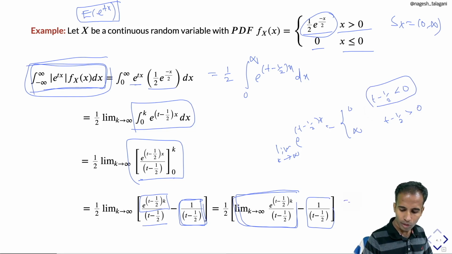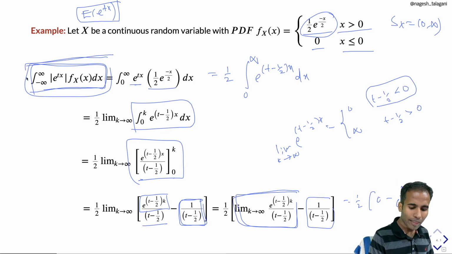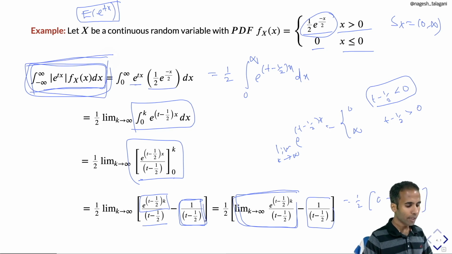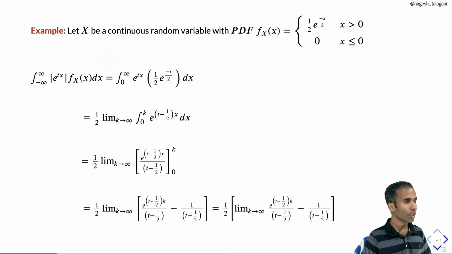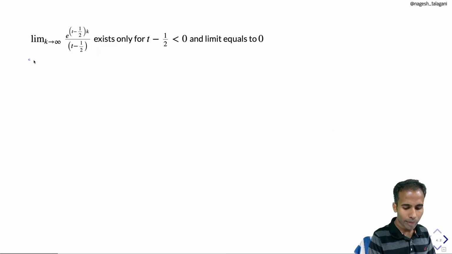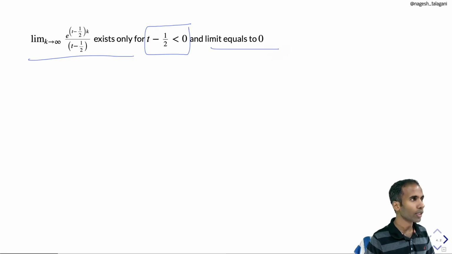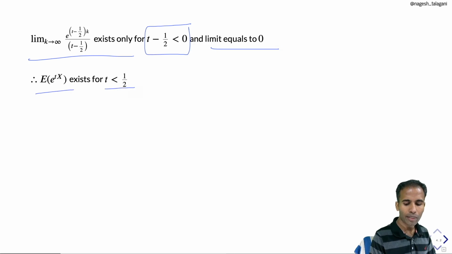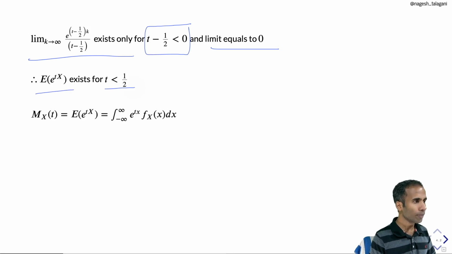In that case, it's going to be 1/2 times (0 - 1/(t - 1/2)). Fine. So this integral converges only when t - 1/2 is less than 0. Therefore, this limit exists only when t - 1/2 is less than 0 and the limit equals 0. Hence, the expectation of e^(tX) exists for any t less than 1/2. Now we can compute the MGF M_X(t).